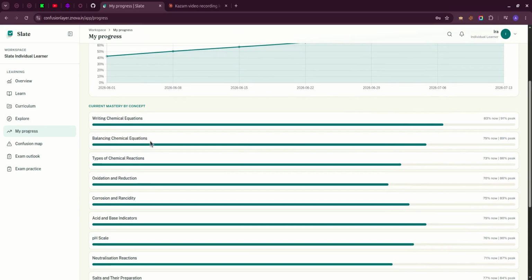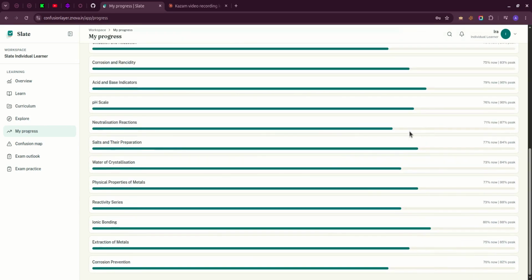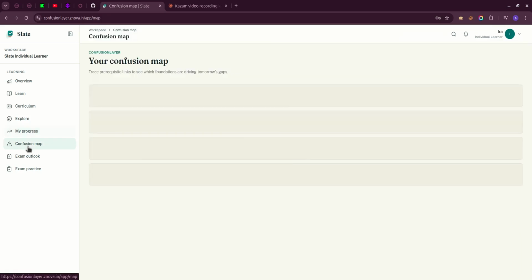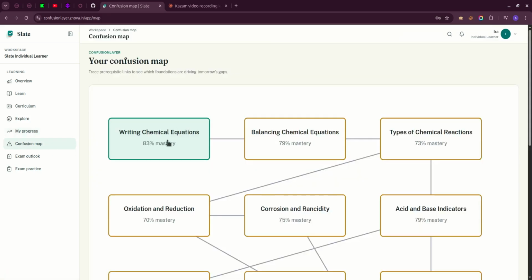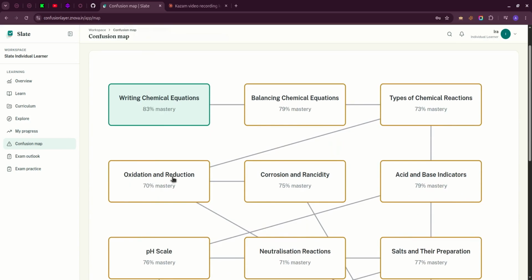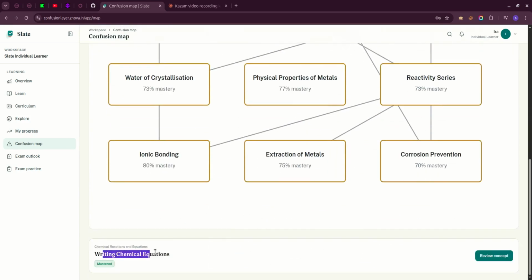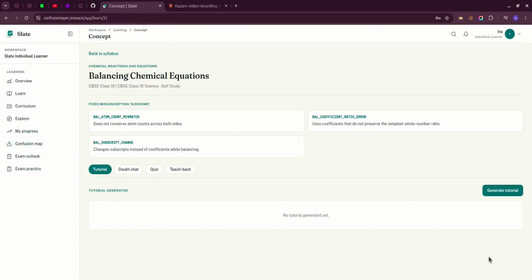So the system can show, this student understands chemical equations, but is weak in reactivity series, corrosion prevention, or ionic bonding. The confusion map turns those signals into a clear picture. Instead of waiting for an exam result, the student can already see where confusion is building.